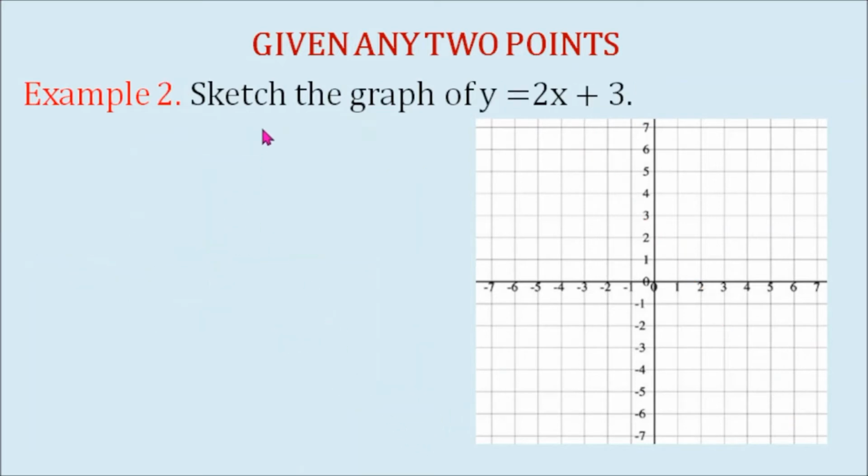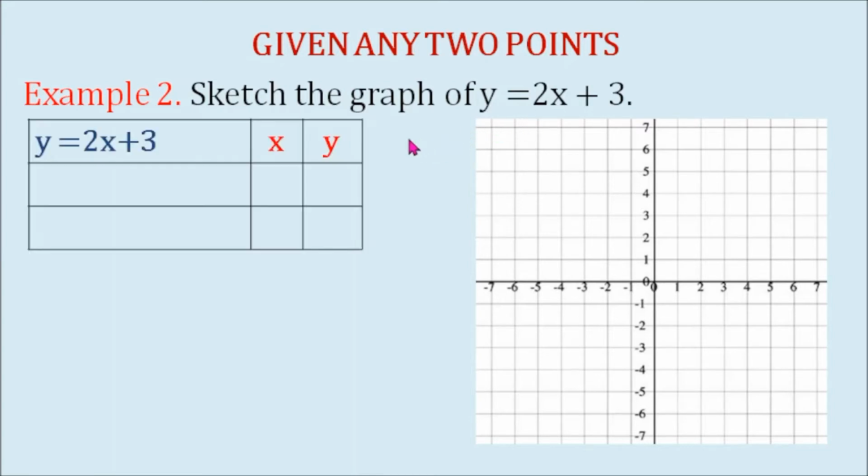Example number 2. Sketch the graph of y equals 2x plus 3. Again, we are going to find any 2 points that are on the line, and we will use a table of values. We are going to assign values for x, and we choose small numbers so that our computation will be easy. For example, we choose -1 and 1.